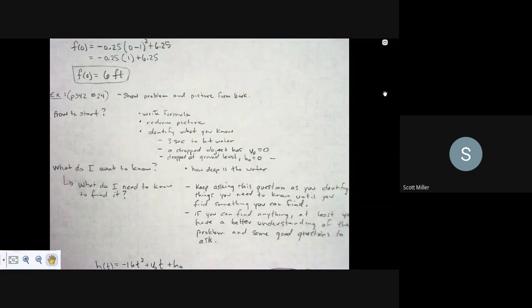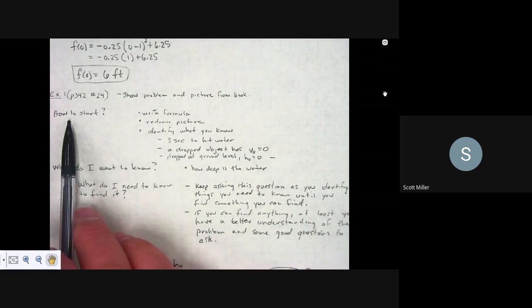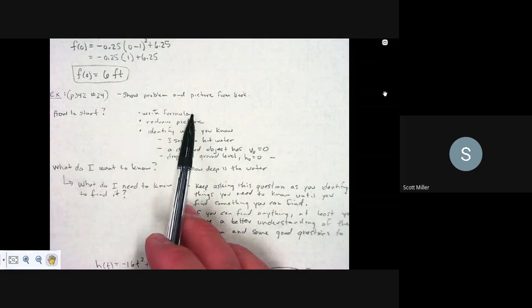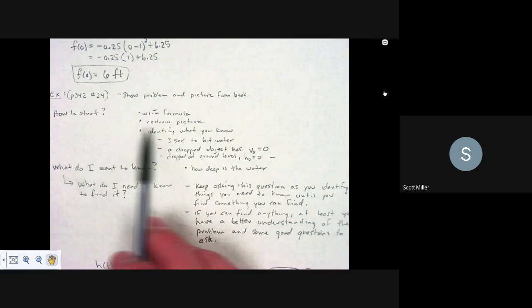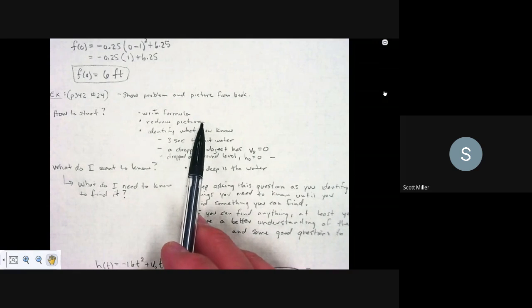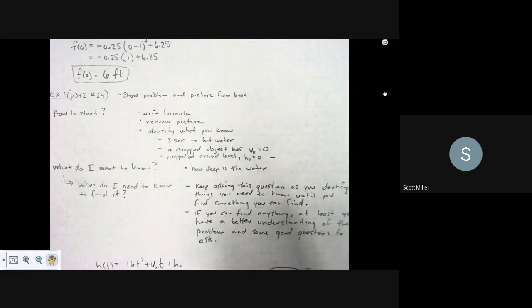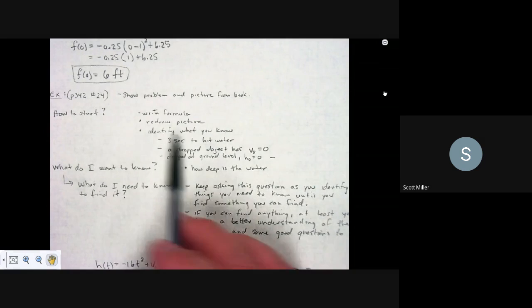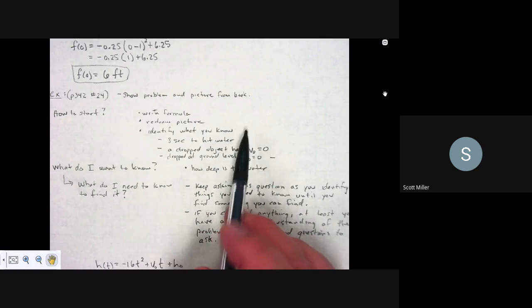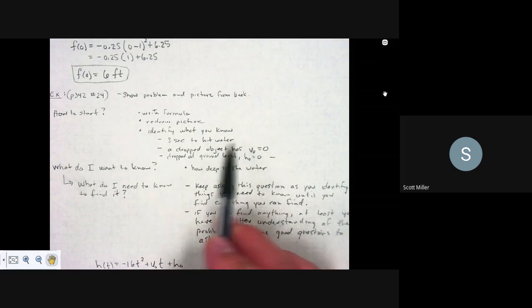So how do I start? Write the formula down. Redraw any pictures that are associated with the problem. We had a picture in the book, but I'm going to redraw it. I'm going to identify the stuff in the picture that I know. It's 3 seconds to hit the water.